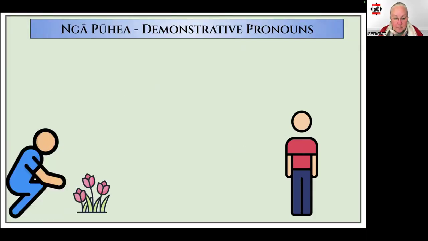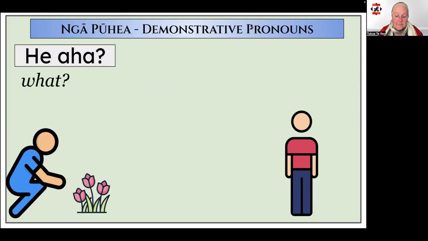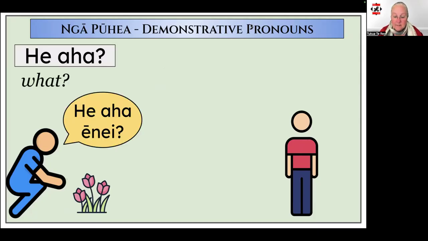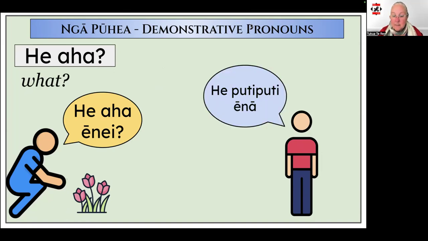If we were talking about more than one thing, we would apply the rule T for tahi, T for one, drop the T for more than one. So we would end up with ēnei, ēnā, and ērā. He aha ēnei. What are these? He pūpuhi ēnā. Those are flowers.